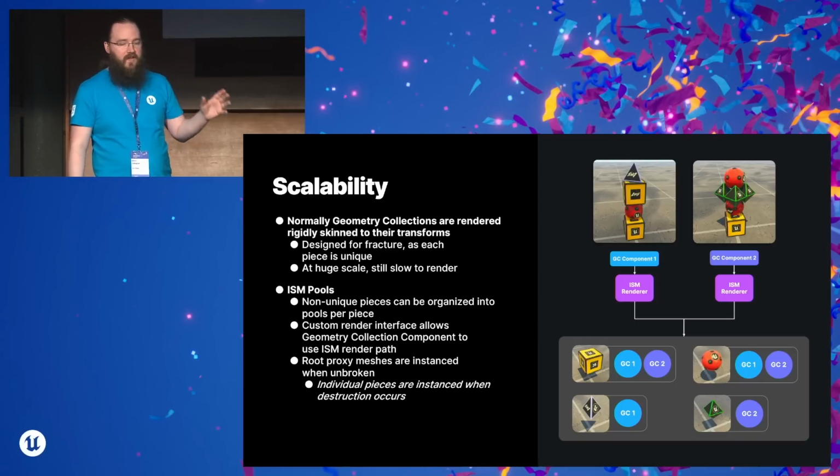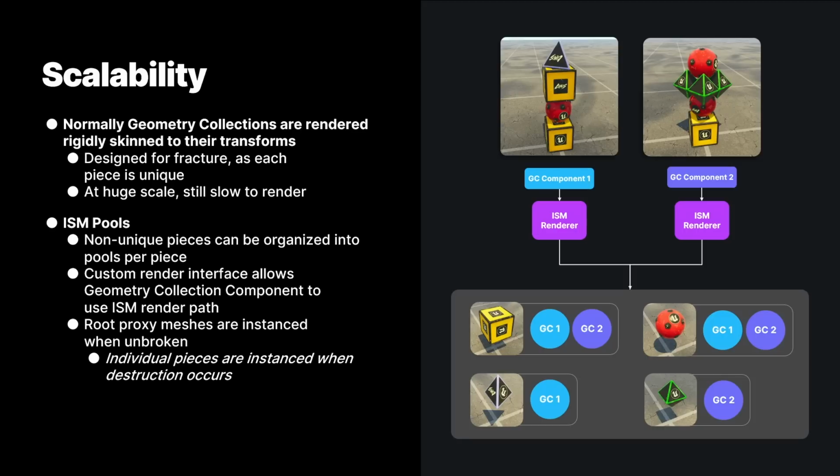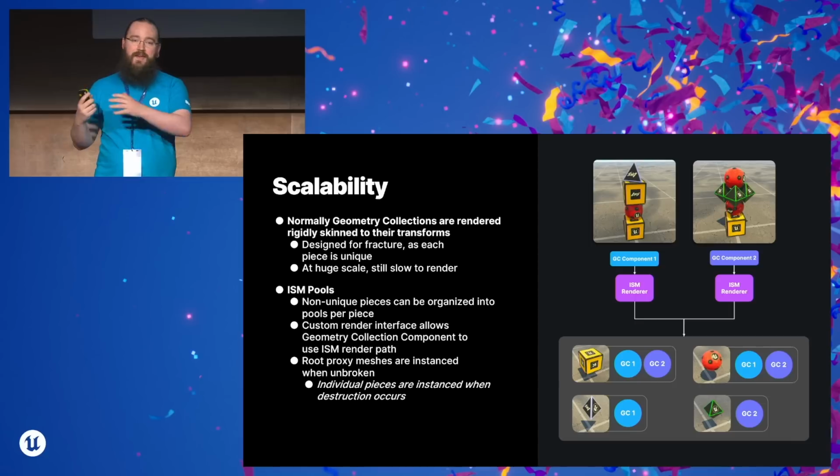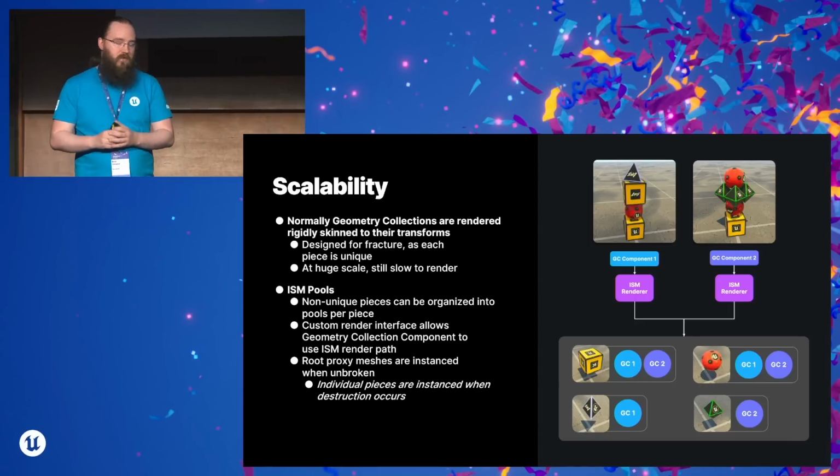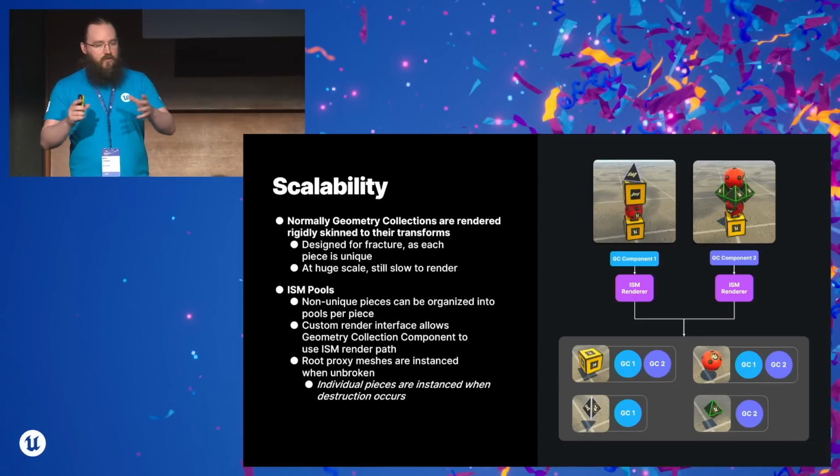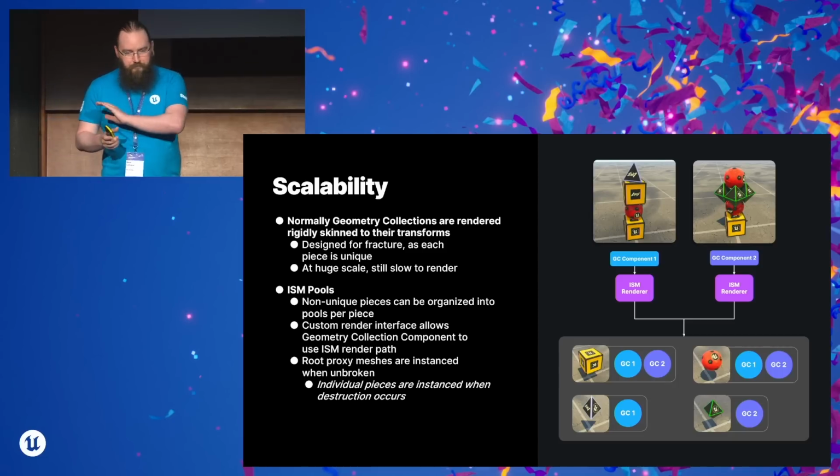So we added ISM pooling to geometry collections, where multiple collections can share a pooled array of individual pieces, and then they get rendered as instances. It's a lot faster to render for large scenes. And what we can also do, if you have a scene that has an asset repeated many times, which is another situation we found ourselves in, is take the root unbroken mesh, collapse that down to a single instance, and then render all of the instances in the world in one fell swoop.